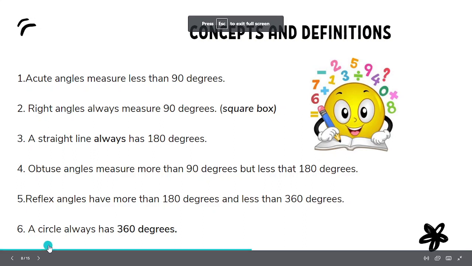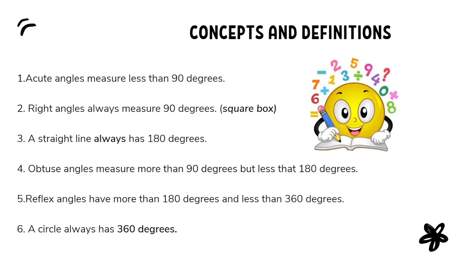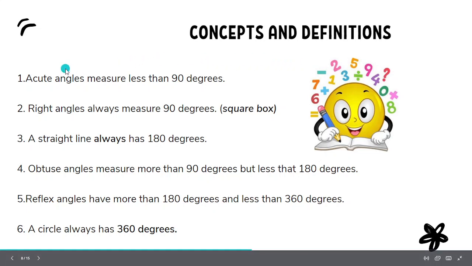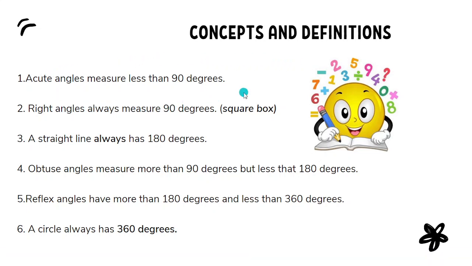Continuing, number six, a circle always has 360 degrees. Can't run away from that. So that is the rule. Okay, so you guys can take a couple minutes and write this down in your book.